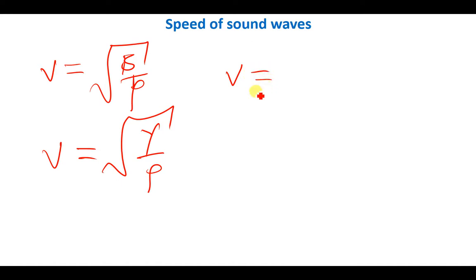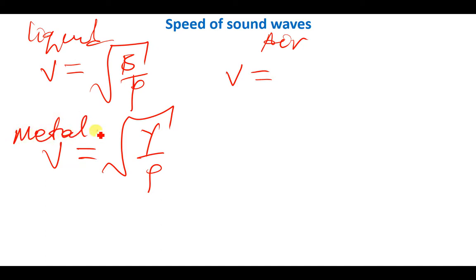And then the velocity of sound wave in the air. So this one we said is for liquids. Then here we said this is for metals. So the Young's modulus and the bulk modulus are properties of the materials. So the sound wave in the air is found by this formula. This is the velocity of sound waves in the air.